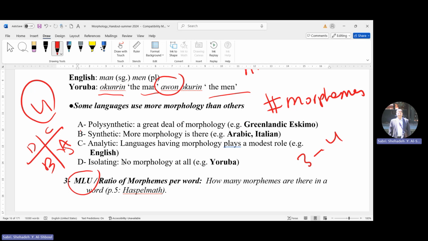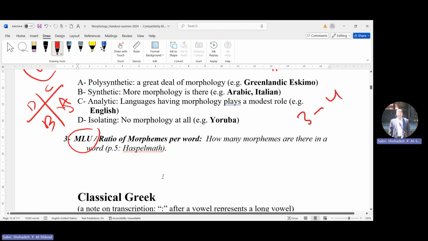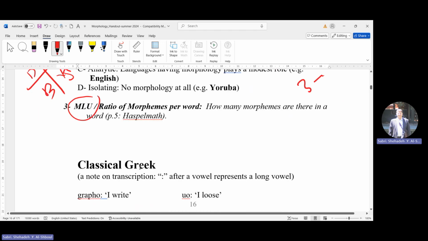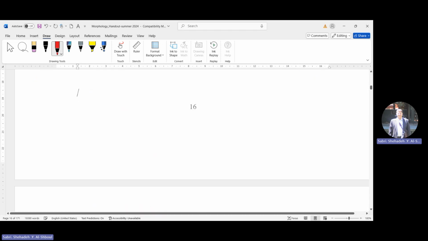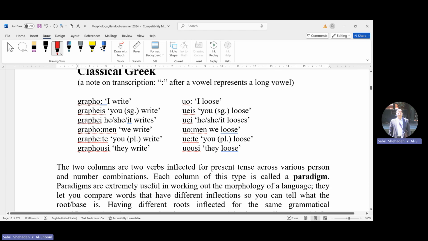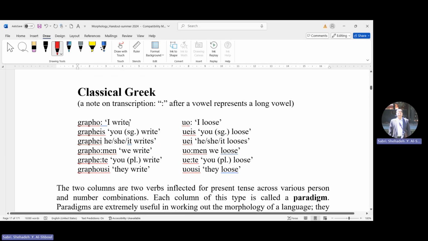And of course, the MLU is very important in the sense that it is one of the tools that can measure the language development that children show, in order to see the language progress that the children have in different stages of the language. So this is a very important tool for the measurement of language acquisition. Here, if we take a quick look at classical Greek, we have some data.